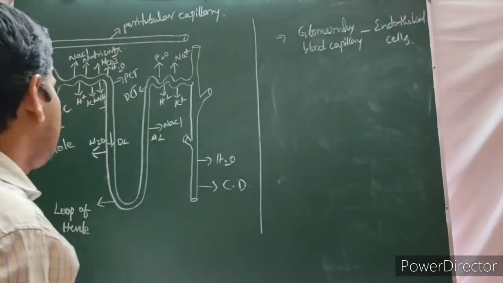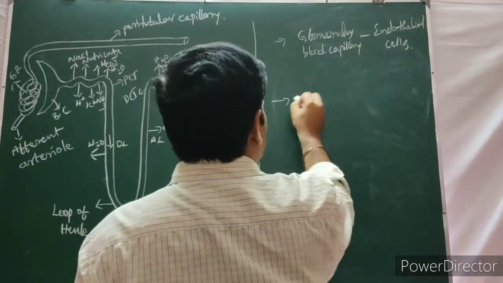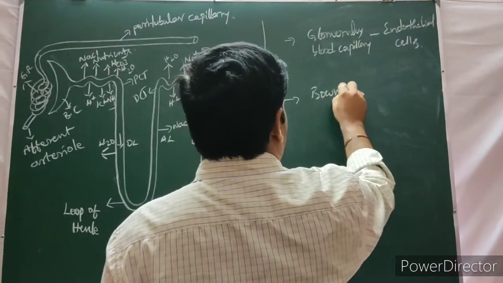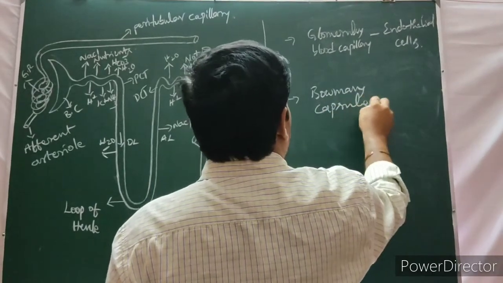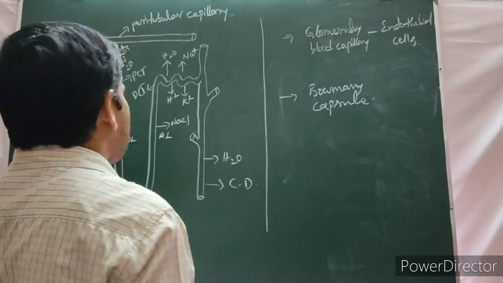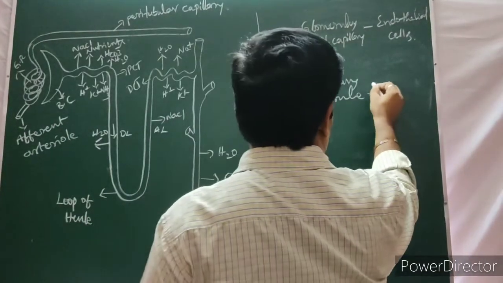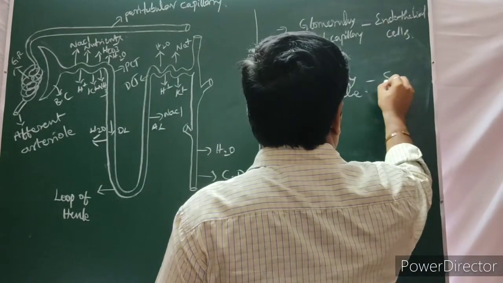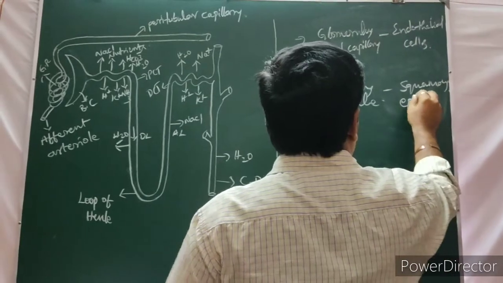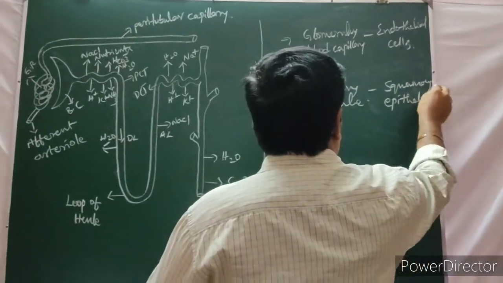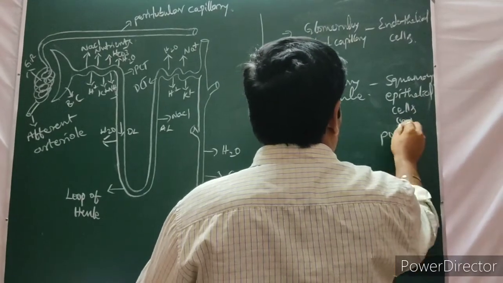The cup-shaped part is called the Bowman's capsule, which has squamous epithelial cells. Those are simply called podocytes.